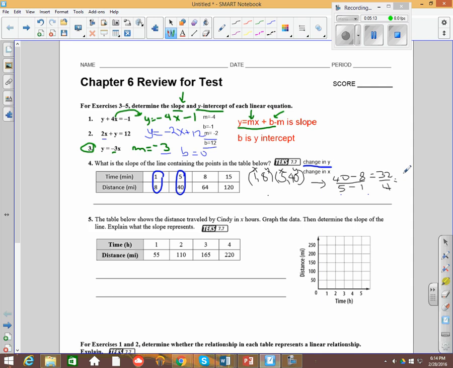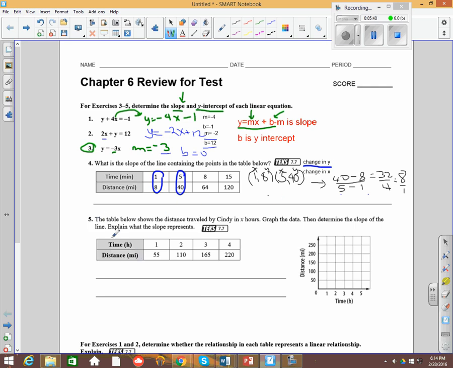Yes, 4 going to 32 is 8 times. So the answer is the slope is 8 or 8 over 1. That means that it's rise over run. So the change in y is 8. The change in x is 1. Okay? So it's 8 over 1 is the slope for number 4.